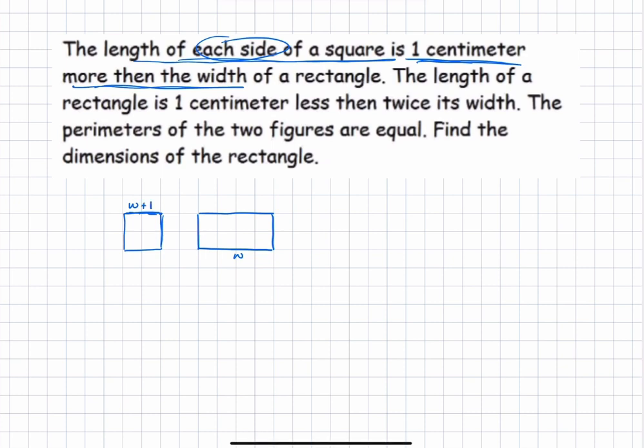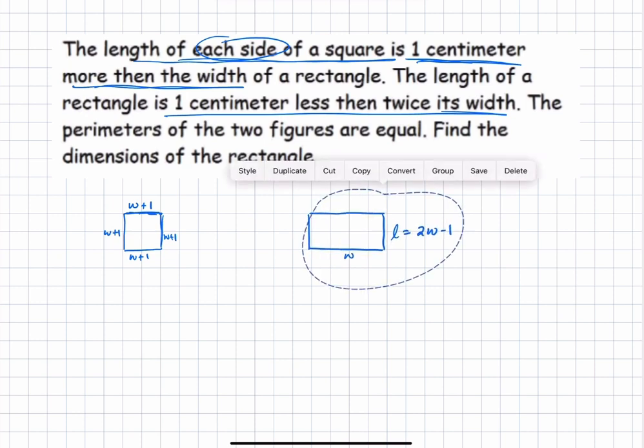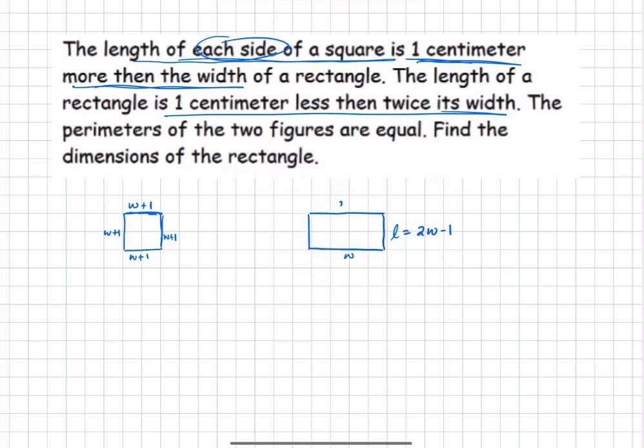And then we have the length of a rectangle, which we're trying to find. L is 1 centimeter less than twice its width, so it's twice its width minus 1. The perimeters of the two shapes are equal. And we know this is W and this is 2W minus 1.